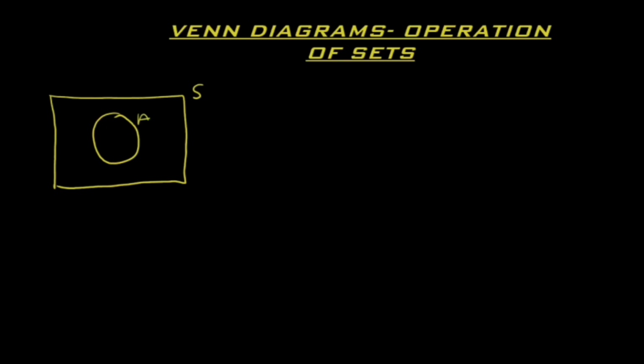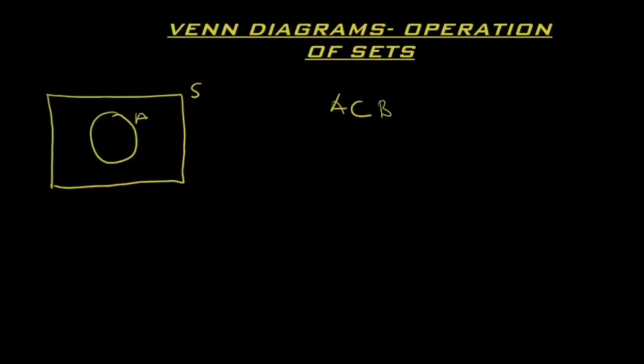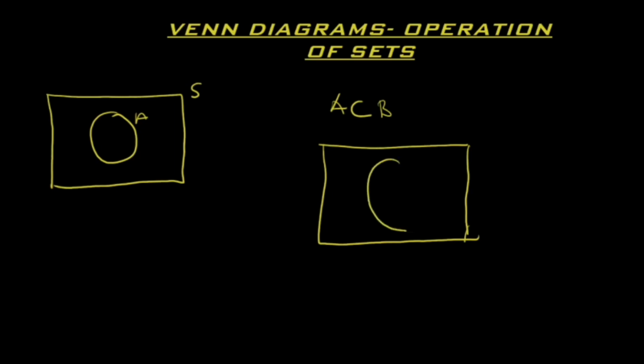We also have a subset. How do we represent it on a Venn diagram? We would have our Venn diagram with our two sets, A and B, where A is a subset of B. In that case, we have B as the outer region, and then this becomes our A.